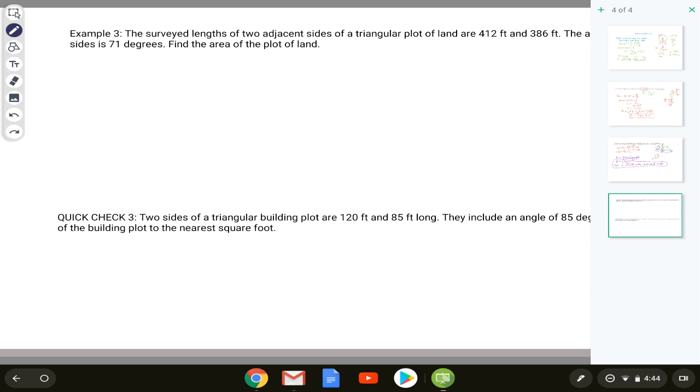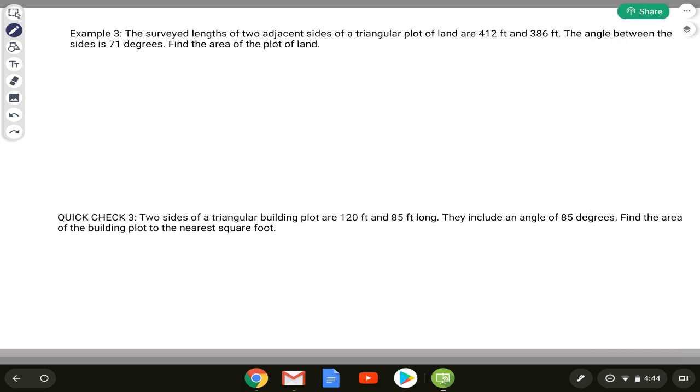Okay, so example 3 has the surveyed lengths of two adjacent sides of a triangular plot of land are 412 feet and 386 feet, and the angle between the sides is 71 degrees. So I have some kind of piece of land that's like this maybe, and I have one side is 386 feet, the other side is 412 feet, and the angle that's between them is 71 degrees. So they've given me all the information I need to use the new theorem that we have.